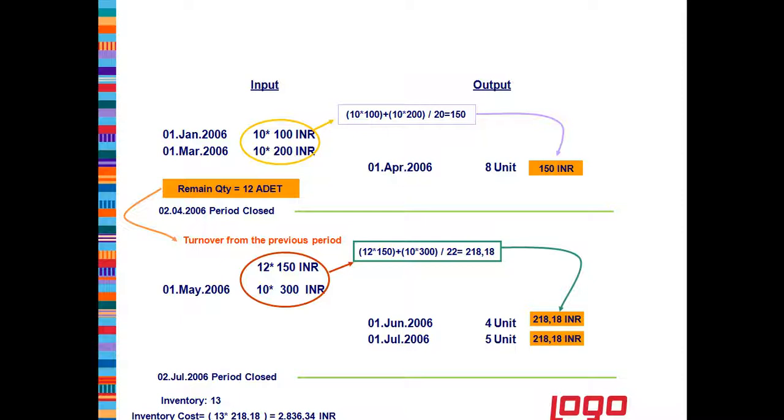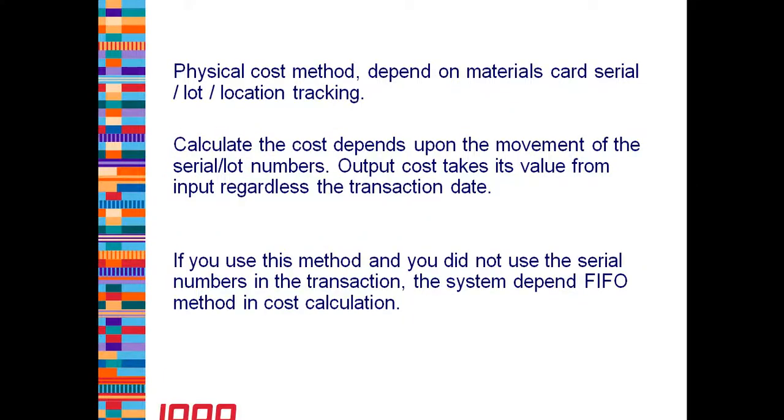Then suppose on 1st of May I purchase another 10 materials with a 300 unit price, and I already have 12 left with 150 rupees. Then the total average for 22 items becomes 218.18 Indian rupees. Then suppose on 1st of June I sell 4 units, and on 1st of July I sell 5 units. Then the average unit cost for output is 218.18 Indian rupees. Now again on 2nd of July that period closed, and the remaining inventory becomes, as I already sold 9 units, 22 minus 9, that is 13 units left in my inventory, whose cost becomes 13 into the final average unit cost of 218.18, which is 2836.34 Indian rupees.